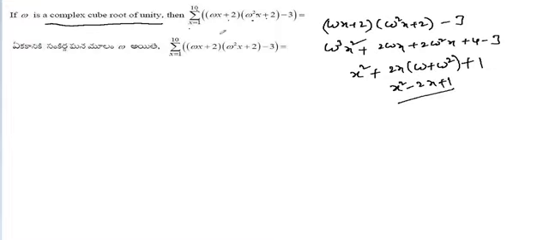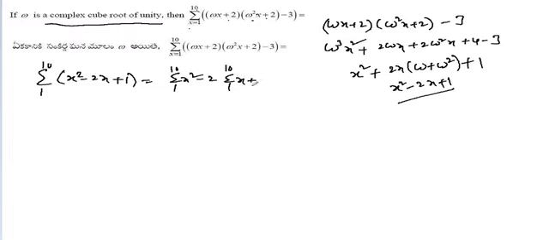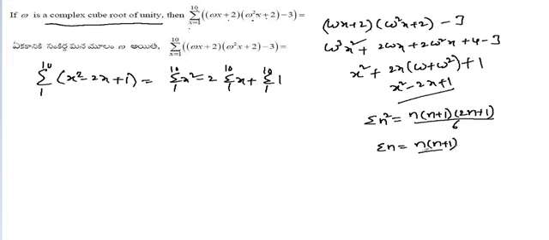This is the product of the given value, so the sum from 1 to 10 of (x² − 2x + 1) equals the sum of x² − 2 times the sum of x plus the sum of 1. We know that the sum of n² is n(n + 1)(2n + 1)/6, the sum of n is n(n + 1)/2, and the sum of 1 is n.